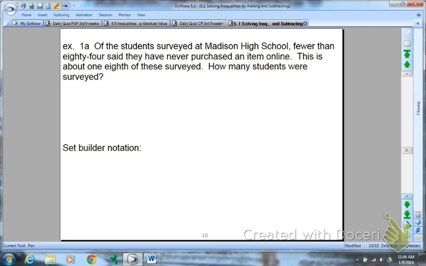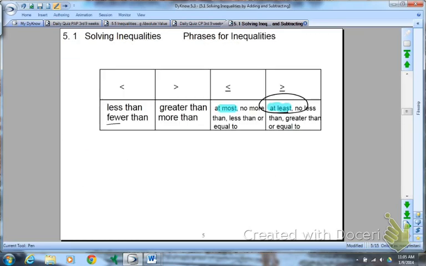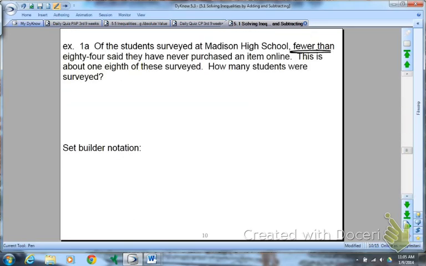Okay, example 1A. Of the students surveyed at Madison High School, fewer than 84 said they had never purchased an item online. This is about 1/8 of these surveyed. How many students were surveyed? Fewer. What inequality symbol stands for fewer? If you can't remember, go back and look at your chart. Fewer is what? Less than. So it's going to be less than 84.